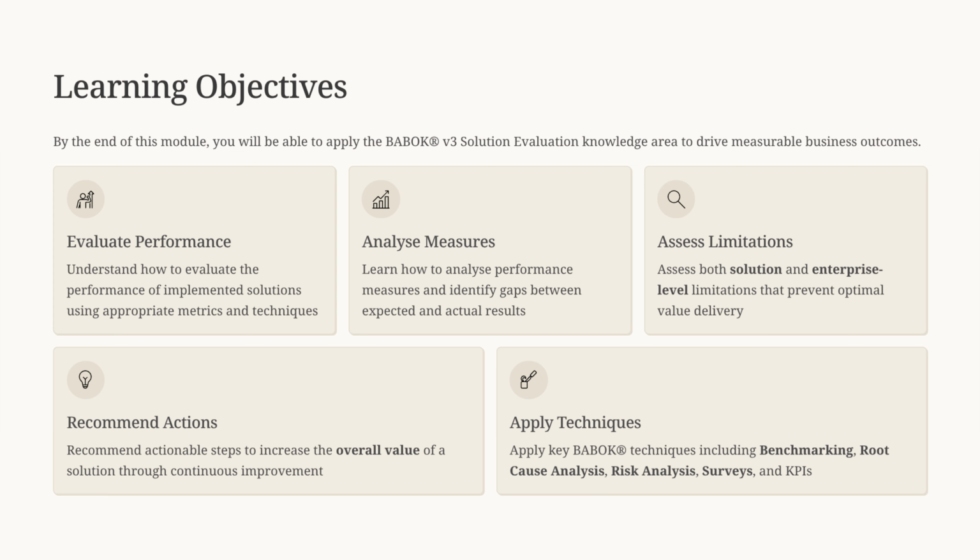And finally, you'll apply techniques like benchmarking, risk analysis, root cause analysis, surveys, and KPIs. These techniques are not just academic, they're what real business analysts use every day to assess and strengthen solutions. So by the end of this module, you'll not only understand the theory, you'll know how to put it into action in the real world.